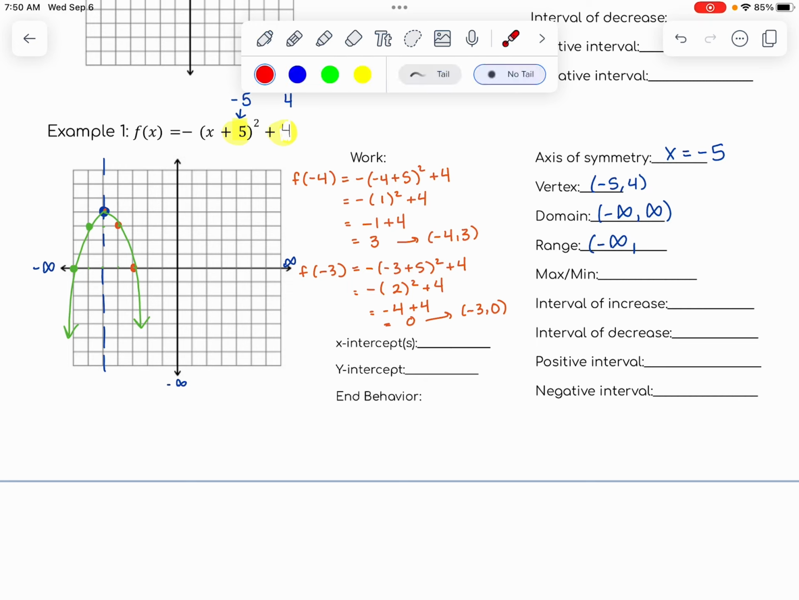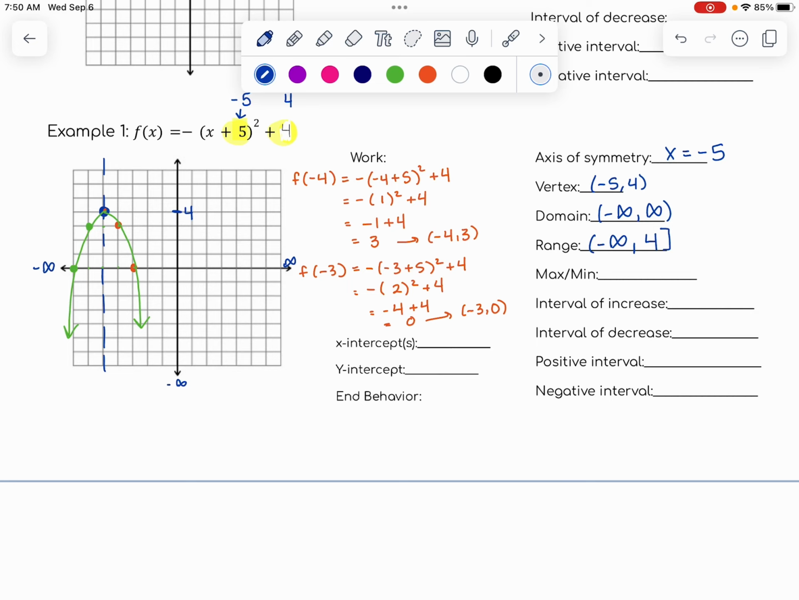And then as we're tracing the graph and going up, up, up, ooh, it stops. There is a highest point here, and that highest point is at our vertex. So this graph does not go up forever. It gets stopped at the vertex, which is at 4 on the y-axis. So our range goes up to 4. Now we use a bracket here because that is a point on the graph. So we'll use a bracket for 4.